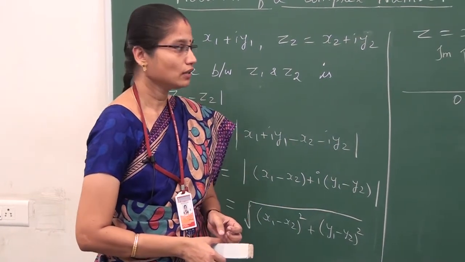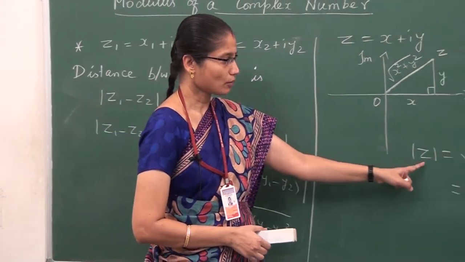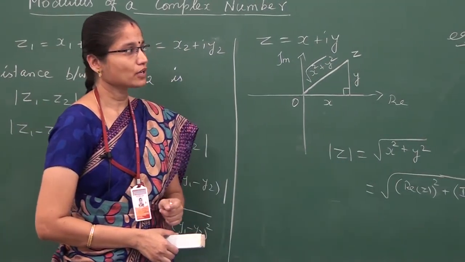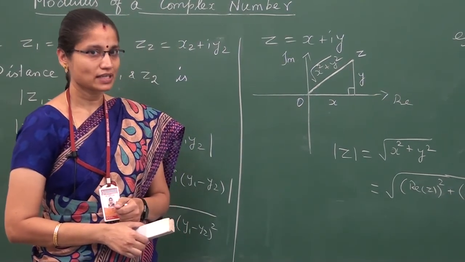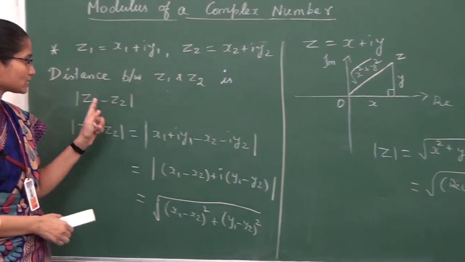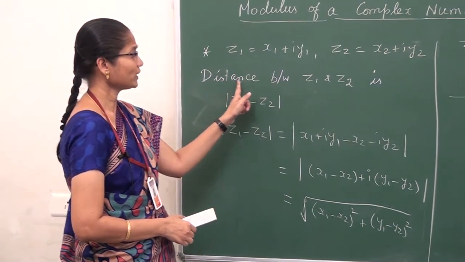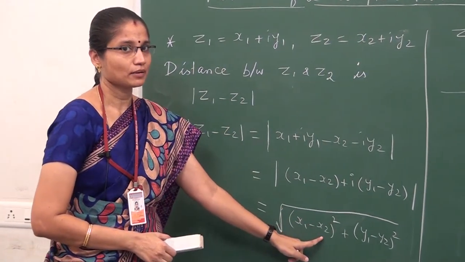So far we have seen how to find the modulus of a complex number, and two results we have seen. The first result is z times z bar is equal to modulus of z square, and the second result is how to find the distance between two complex numbers.